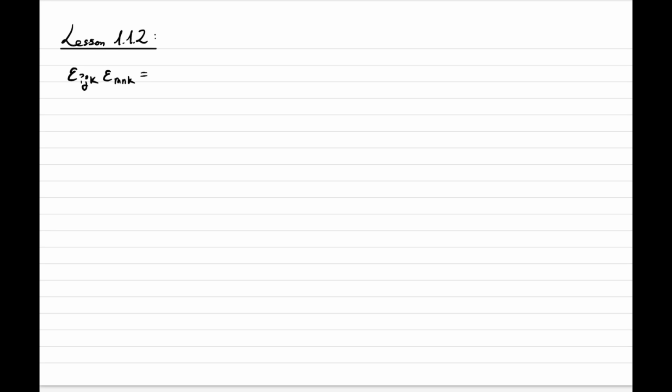We are going to multiply two Levi-Civita symbols together and contract their last indices. And this is going to be this strange combination of Kronecker deltas. So we are going to demonstrate why this is true.